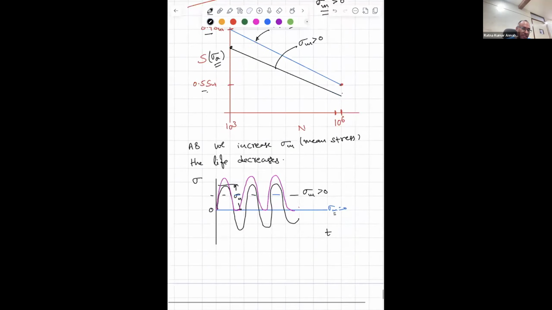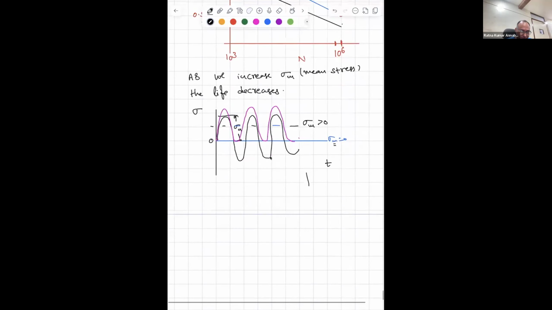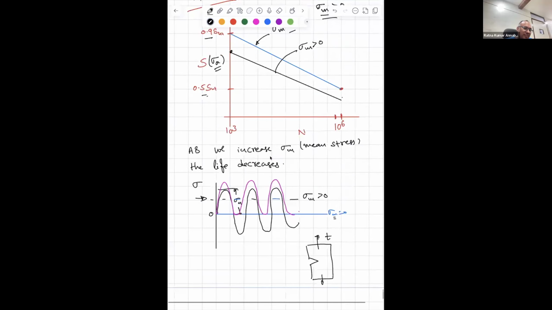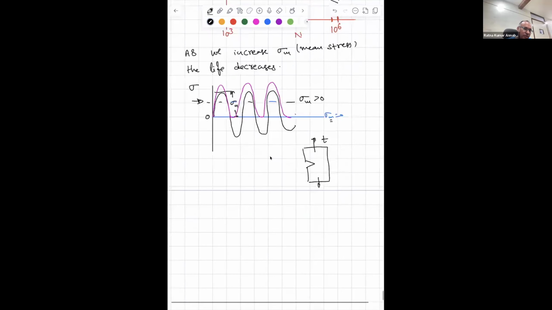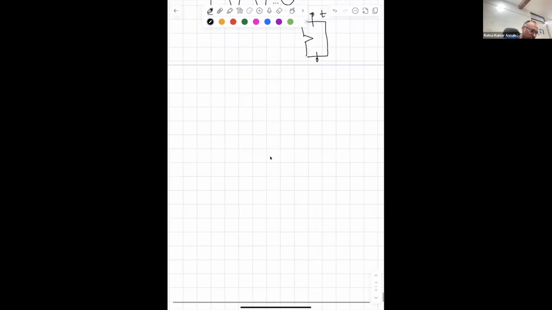Now you will see that if you have a crack, of course it is subjected to a time varying load, but on top of that, the system is always experiencing this mean stress. That means there is a positive mean stress, some tensile load, and hence that is going to be much more detrimental. As a result, your life will reduce.